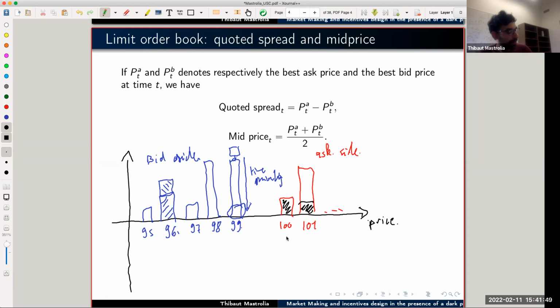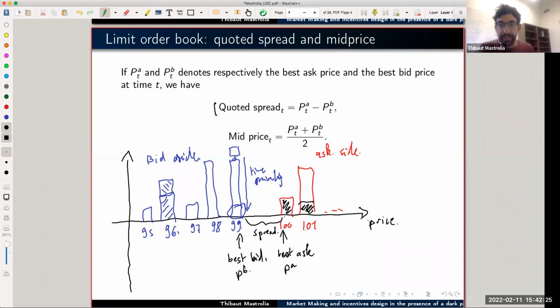So here, this price is the lowest price to buy something. This is the highest price to sell something. This is the best ask. And this one is the best bid. So it's what I denote by PA and PB in my notation. The difference between these two prices, if you take the difference here, is what we call the spread. The quoted spread is the difference between the best ask and the best bid.